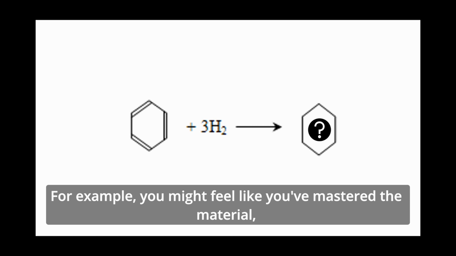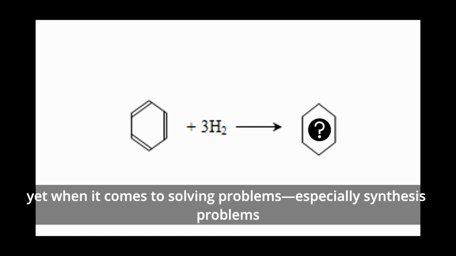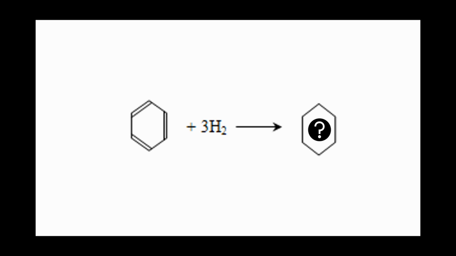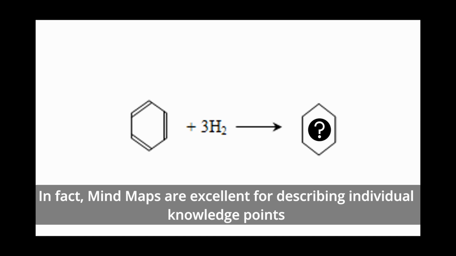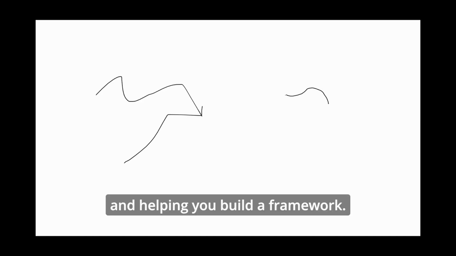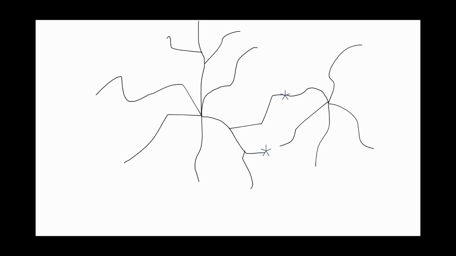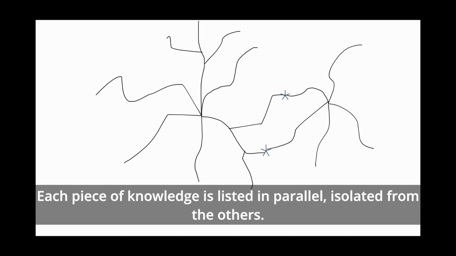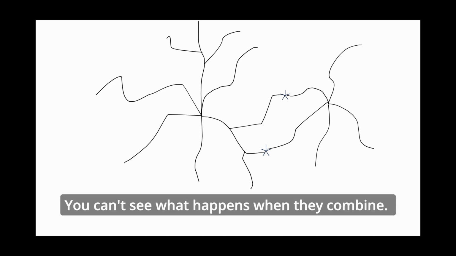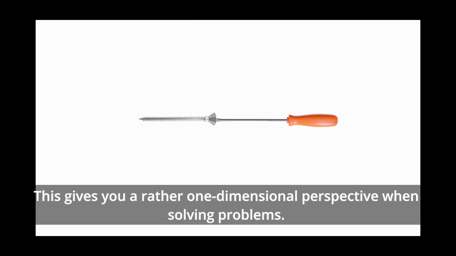For example, you might feel like you mastered the material, yet when it comes to solving problems, especially synthesis problems, you are stuck. In fact, mind maps are excellent for describing individual knowledge points and helping you build a framework. However, they lack interconnectivity. Each piece of knowledge is listed in parallel, isolated from the others. You can't see what happens when they combine. This gives you a rather one-dimensional perspective when solving problems.